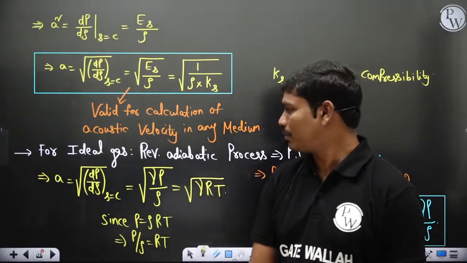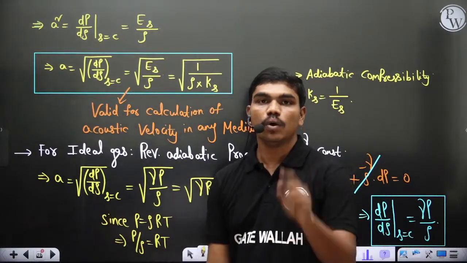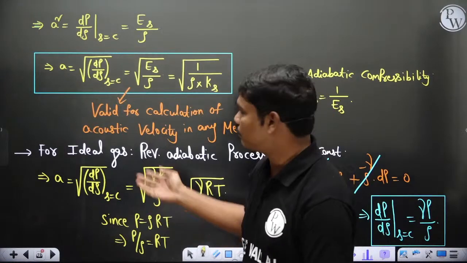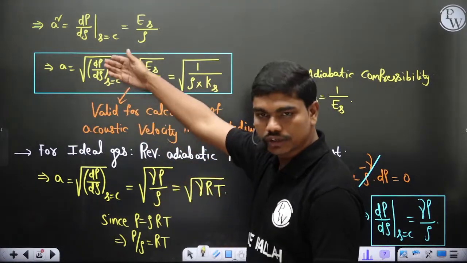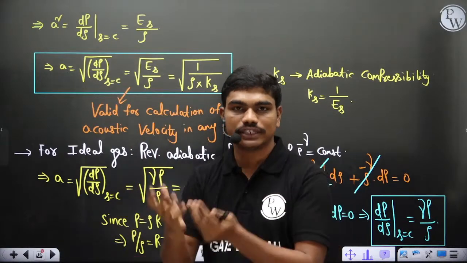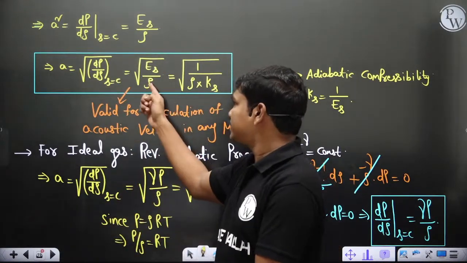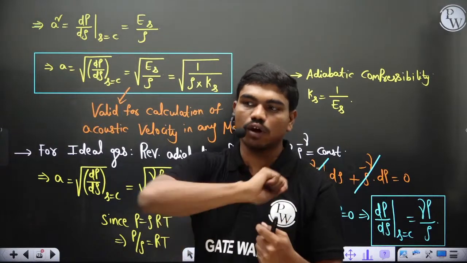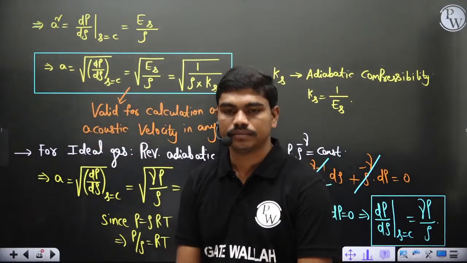So square root of gamma RT is nothing but your acoustic velocity only for ideal gas. You cannot use this for liquids and all. For liquids you can use the other expression. Solids also you can use this. Normally, let's say for example the isentropic bulk modulus of steel is some value. You put the density of steel here, the bulk modulus value here, then you will get, if you knock steel, at what speed the sound wave travels.